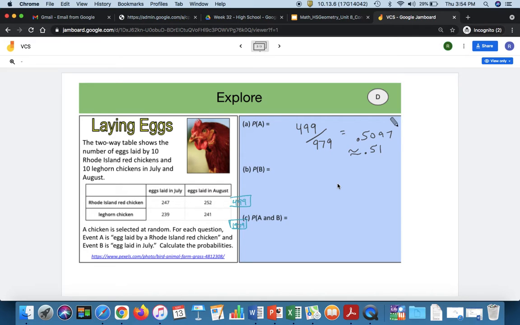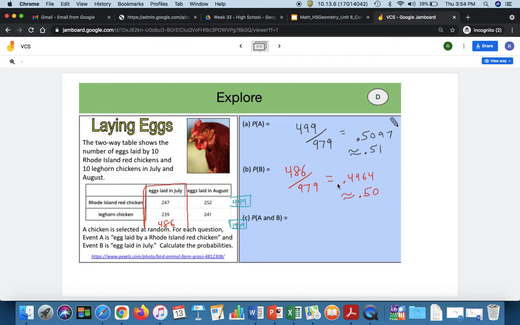Let's take a look at the probability of B, an egg laid in July. Let's use a different color ink here. If we take a look at what happens for eggs laid in July, we'll see that if we add up 247 and 239, we're going to get 486. So that would be 486 over 979. And this is going to give us 0.4964, or approximately we could say 0.50, or 50% of the time out of our total.